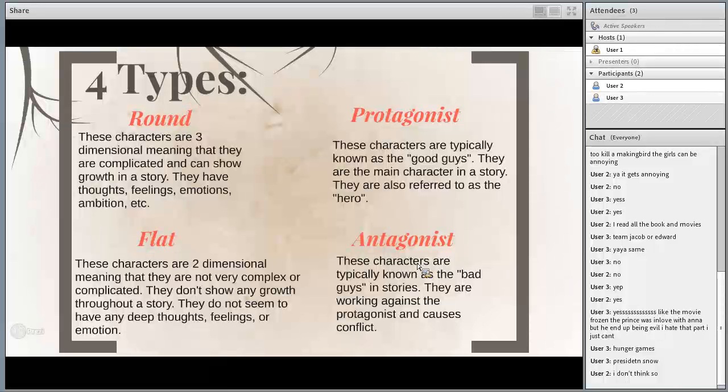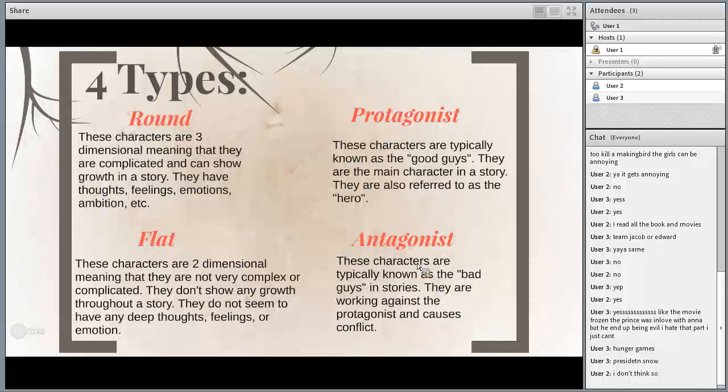And then flat characters are kind of like your extras in a movie. They're referred to as flat because they're 2D, two-dimensional, kind of like if you were just to draw on a paper, it's just flat. There's no shape to it. So they're not really complex. They're not complicated. When we see them, we don't really see any big emotions or goals in life or anything. They're just kind of there. And they don't have any growth. When you start the story, that character is one way, and when the book ends, they haven't changed. They're the same as when the story began.